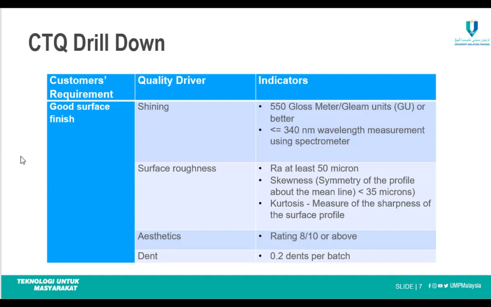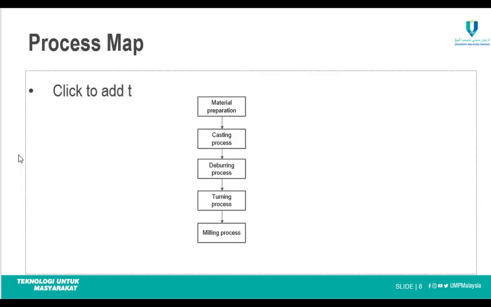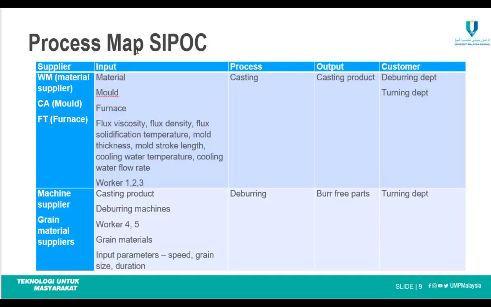Right, so next we move to a process map. We can use a flow chart to show the overall process. It begins with material preparation, casting process, deburring process, turning process, milling process, and so on. For the process map, we need to know the input and output, right? So we can use a SIPOC diagram.